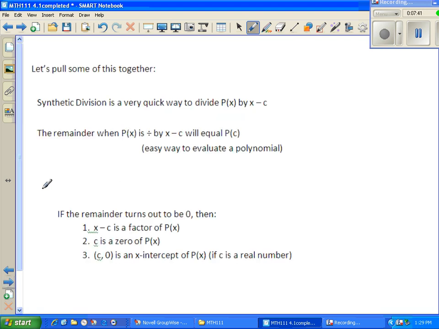Okay, so pulling some of this together, synthetic division is a quick way to divide a polynomial by x subtract c. The remainder that we get after we divide by x subtract c will always equal p of c. And if that remainder turns out to be 0, then x subtract c is a factor, c is a 0, and then we also have an x-intercept as long as c is a real number. And we'll get to that in a couple more sections from now.